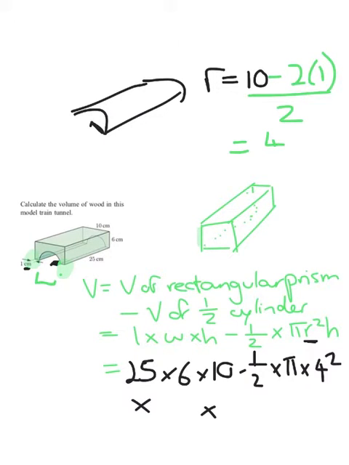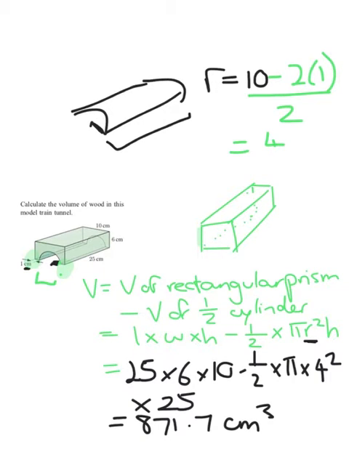Now the height again, it's a little bit trickier, but imagine standing your cylinder upwards. If you stood your cylinder up, then your height would be this length along here, which is 25 centimeters. So we're going to times by 25, and that will give us our answer, which is actually equal to 871.7 centimeters cubed. Quite a big volume of wood.